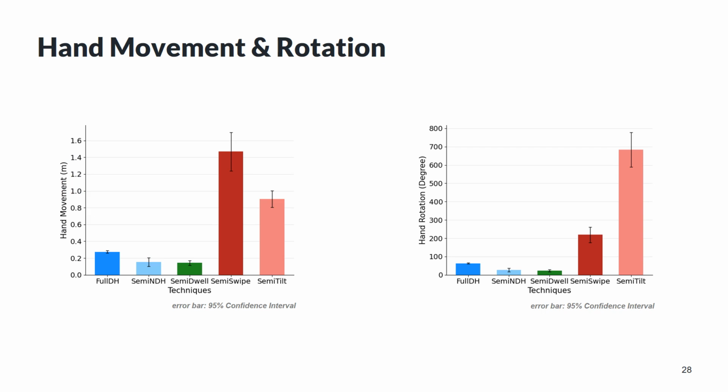In terms of hand movement and rotation, there were main effects for each factor and interaction effects in both metrics. In common, the movement-based confirmation techniques, SemiSwipe and SemiTilt, showed the most hand movement and rotation. Also, in both metrics, SemiSwipe, SemiTilt, and full DH techniques showed hand movement or rotation increasing more as the number of targets increased.